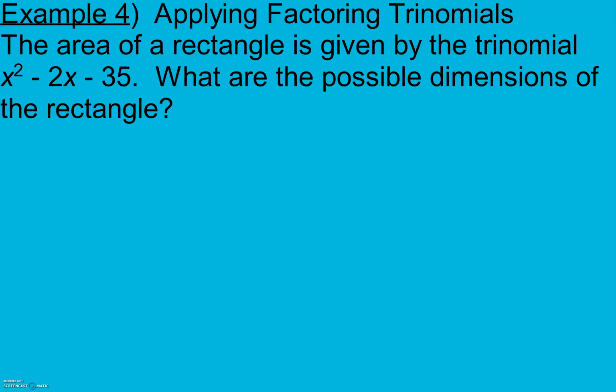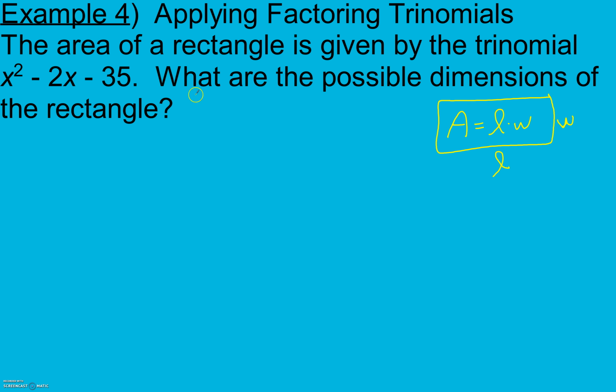Continuing on in section 8.5 here, with example 4, we're going to apply factoring trinomials. So here the area of a rectangle is given by the trinomial x squared minus 2x minus 35. What are the possible dimensions of the rectangle? So remember that when we find the area of a rectangle, we take our length times our width.